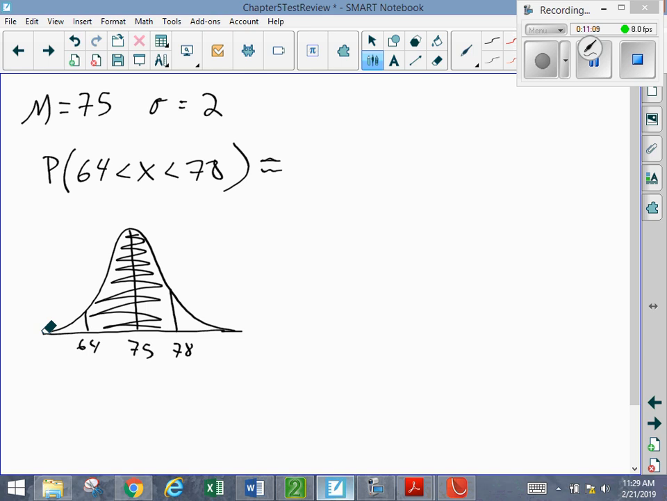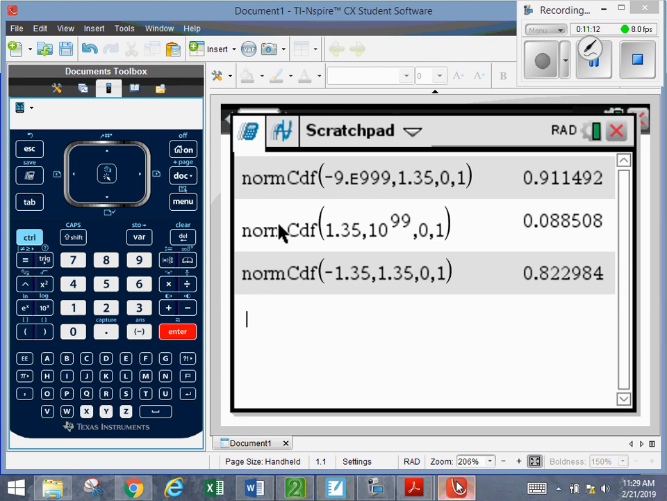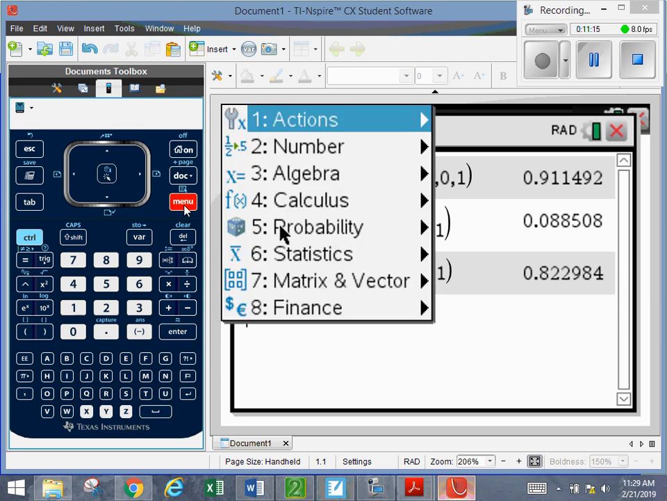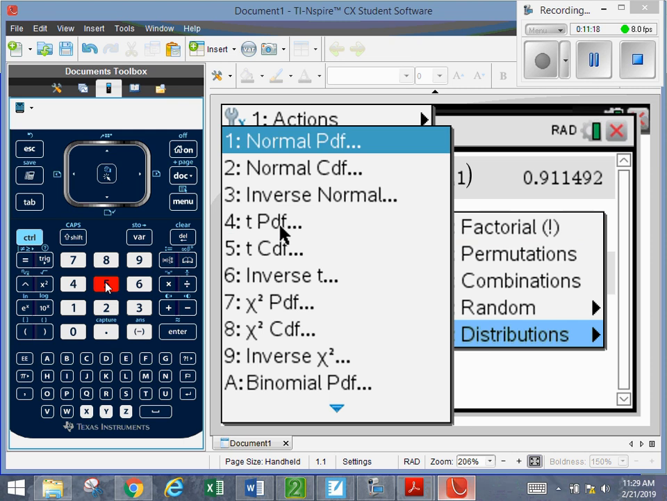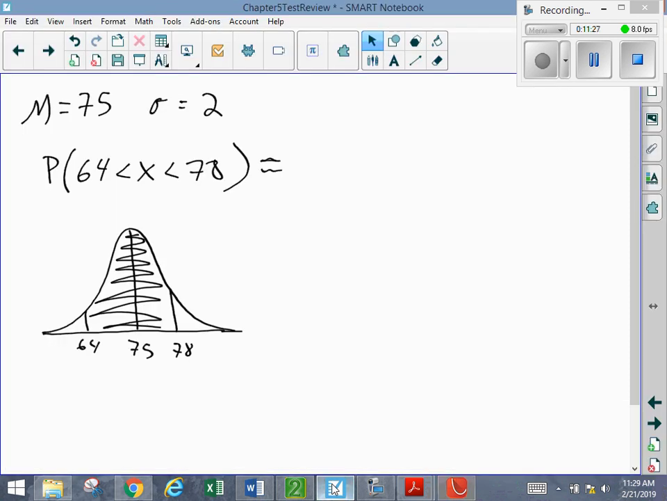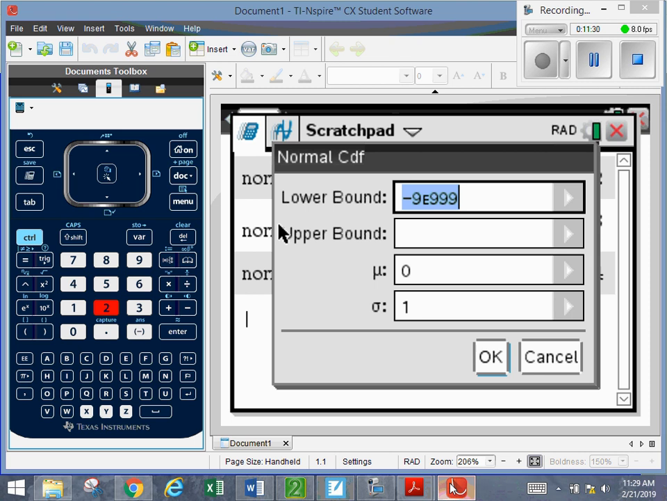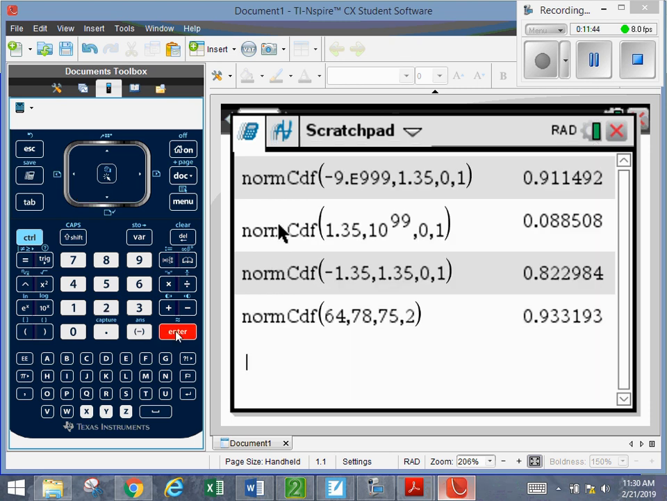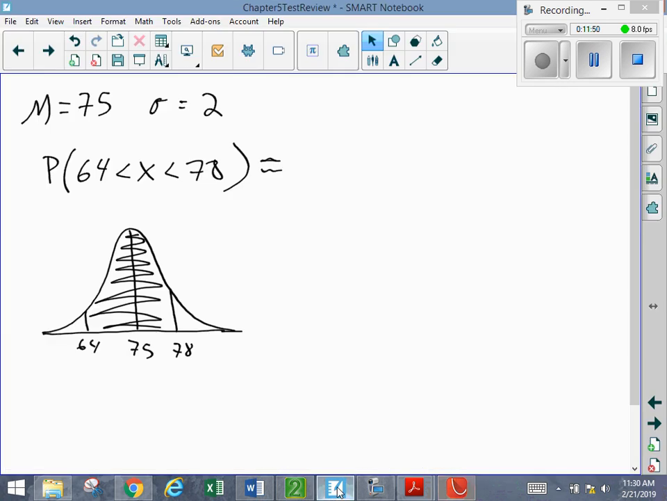Alright, so let's go to the calculator. Menu, probability, distribution, normal CDF. My lower bound is, what did I say, 64? Upper bound is 78. Mean, I said was 75, thank you. Standard deviation of 2, right? So I get that is approximately 0.933.